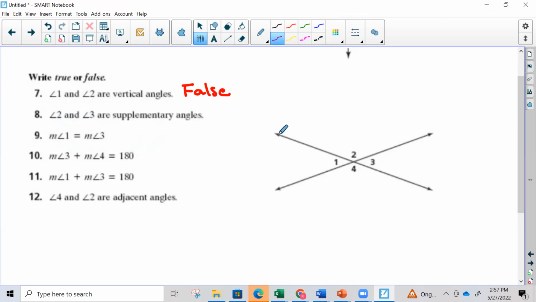Okay, so 8 says 2 and 3. If I look at 2 and 3, well, those two form this line. And if two angles form a line, then that means they add up to 180, and adding up to 180 means that they are supplementary. So this one is true. Okay, 9 says measure of angle 1 equals measure of angle 3. So we have to think about what type of angles they are. Well, 1 and 3 are across from each other, which means they're vertical. And if they're vertical, we know that they are equal. So this one is true as well.